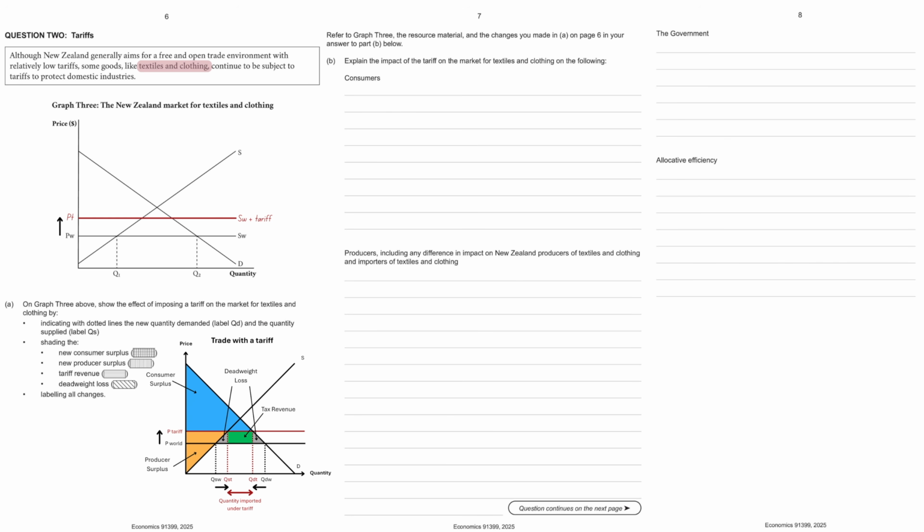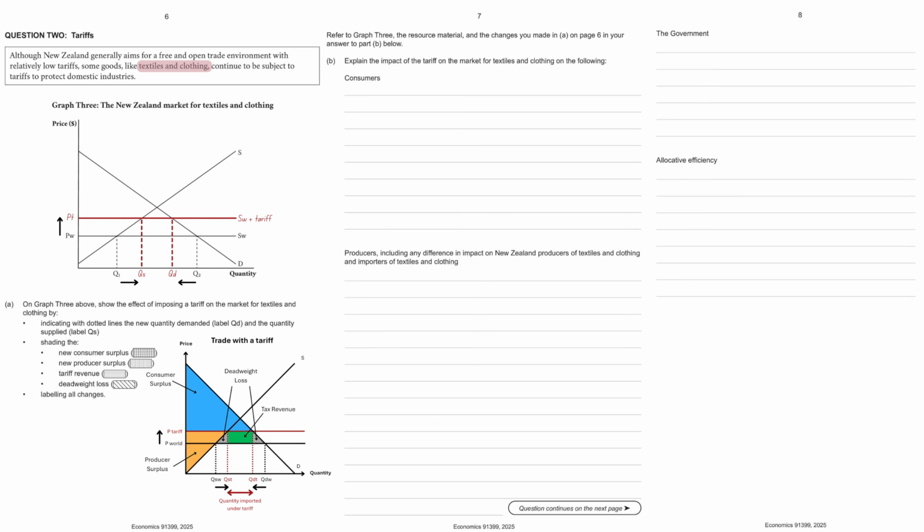So if there's a higher price, then people don't want to buy as much. So therefore, quantity demanded would decrease from Q2 to QD. So we draw a dotted line down here from where the tariff curve intersects the demand curve, and that gives us the quantity that people want to buy, the quantity demanded when there is a tariff. And then you do the same thing on the other side where the tariff curve intercepts the supply curve. So you draw a dotted line down, and that gives us QS for quantity supplied.